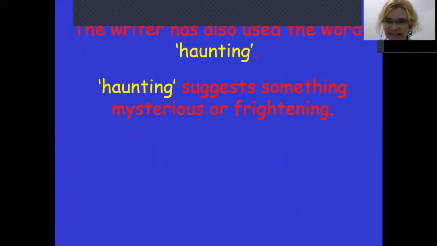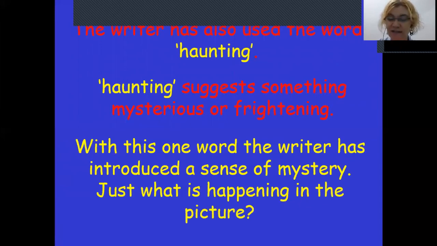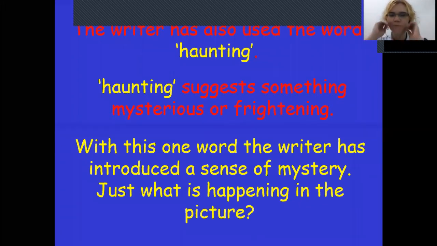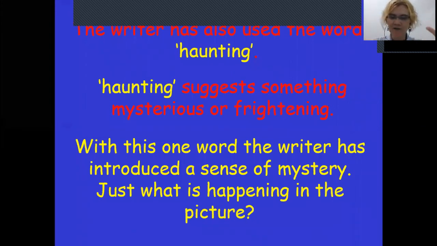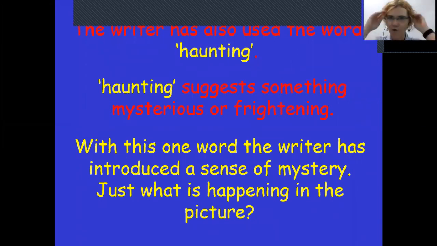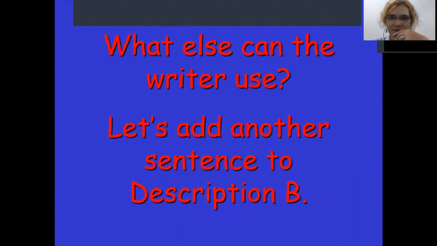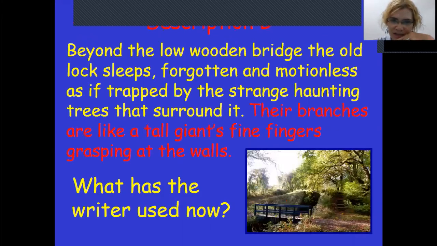One more example. The writer has also used the word haunting. Haunting is mysterious, it's frightening. So with this word, the writer has introduced a sense of mystery. That's where you create a mood. It's not just like, okay, there's a bridge, there's a log, okay, we're done. No, it's haunting. So that gives you a more intense feeling. Beyond the low wooden bridge, the old log sleeps, forgotten and motionless, as if trapped by the strange haunting trees that surround it. So the trees are haunting the bridge.